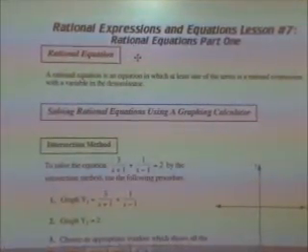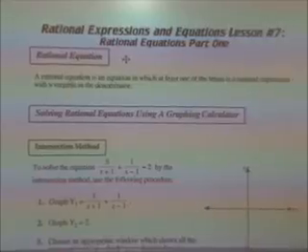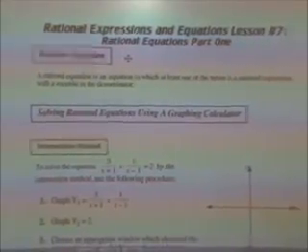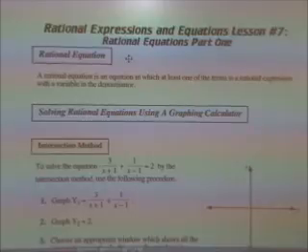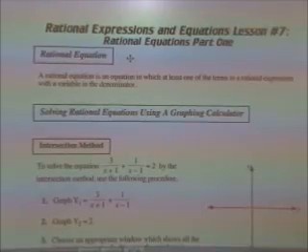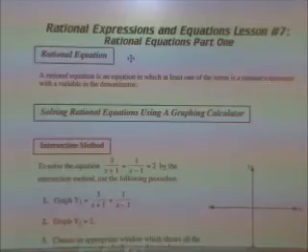Okay, so rational equations, we'll have two parts, part 1 and part 2 for lesson 7 and lesson 8. First of all, a rational equation is an equation that contains a rational expression. So it means that I have to have a variable in the denominator of one of my terms.